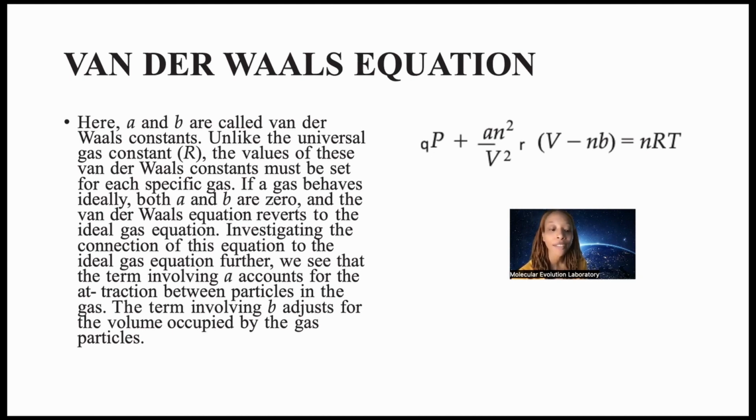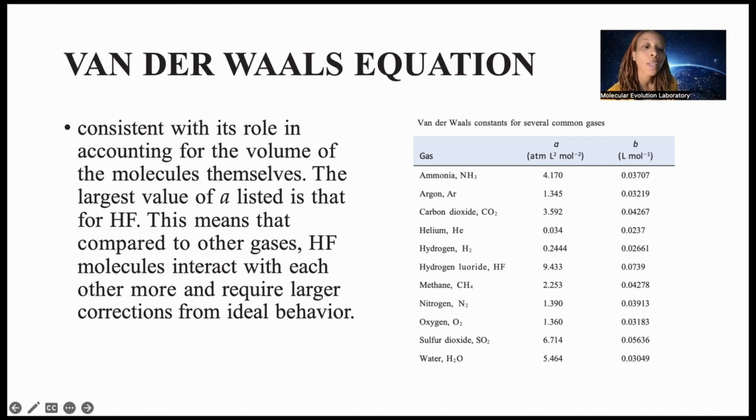Investigating the connection of this equation to the ideal equation further, we see that the term involving A accounts for the attraction between particles in the gas. The term involving B adjusts for the volume occupied by gas particles. The largest value of A on the list is that of hydrogen fluoride. This means that compared to other gases, hydrogen fluoride molecules interact with each other more and require a larger correction from ideal behavior.